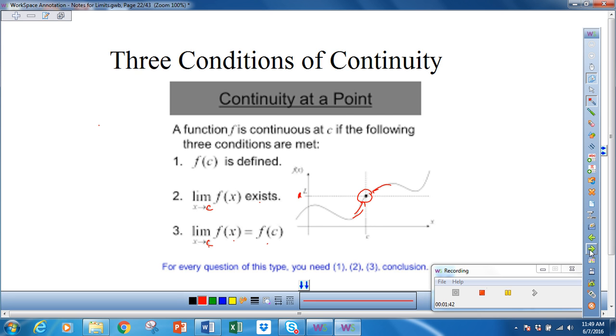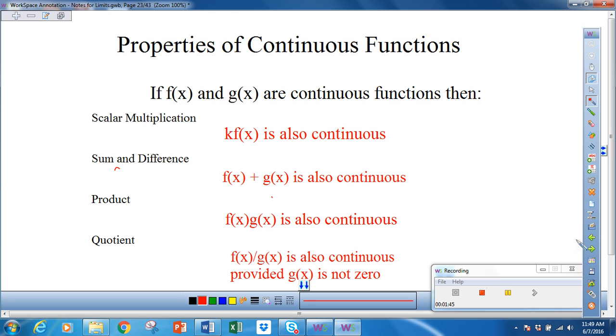Let's do some examples. Well, before we do some examples, let's talk about properties of continuous functions. Basically, if f of x and g of x are continuous functions, then if I multiply either of those by a scalar, it remains continuous. If I add two continuous functions, I get a continuous function. If I multiply two continuous functions, I get a continuous function. And if I divide two continuous functions, I get a function that is continuous, provided that g of x is not equal to 0. Remember, we can't divide by 0.